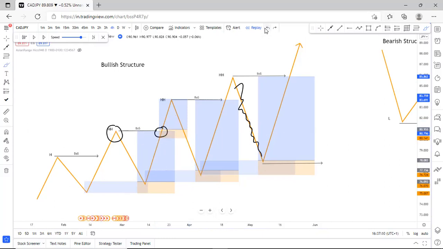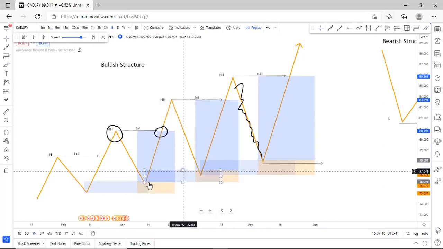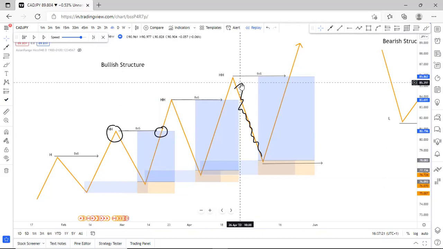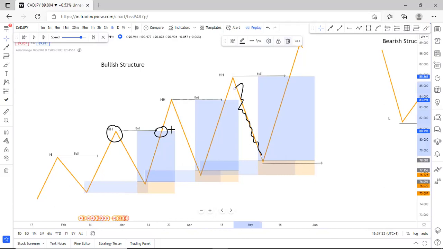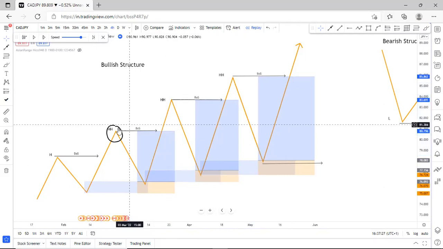That's why you need to get into trades at strategic points, at demand zones. You want to get into your trades at demand zones in a bullish move. So this is for the bullish structure. Okay, so let's move to the bearish structure now.